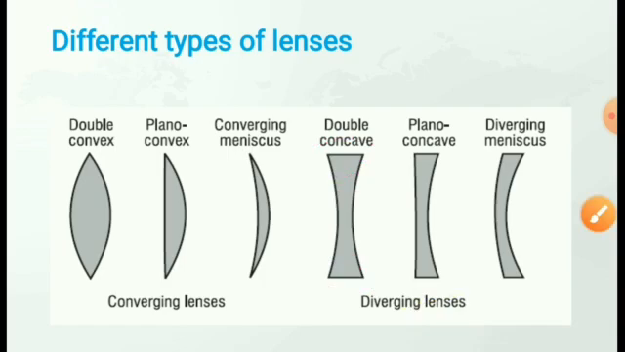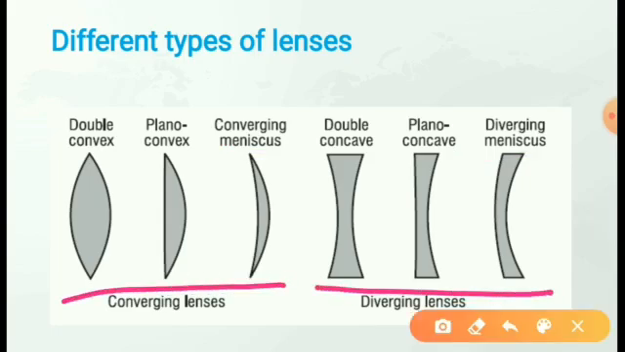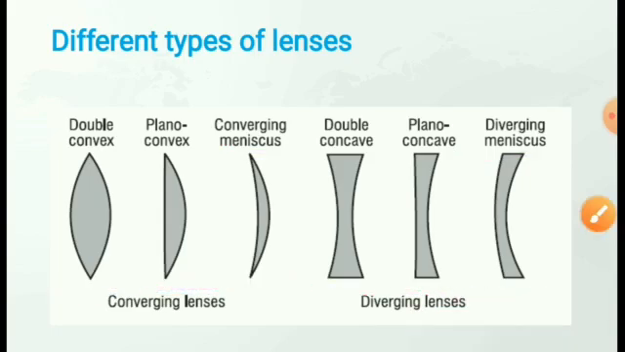And these are the different types of lenses, that is double convex, plano-convex, converging meniscus or the positive meniscus, double concave, plano-concave, diverging meniscus or the negative meniscus. These are all converging lenses and these are all diverging lenses.